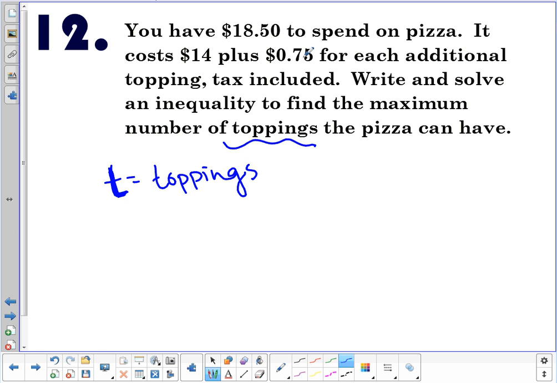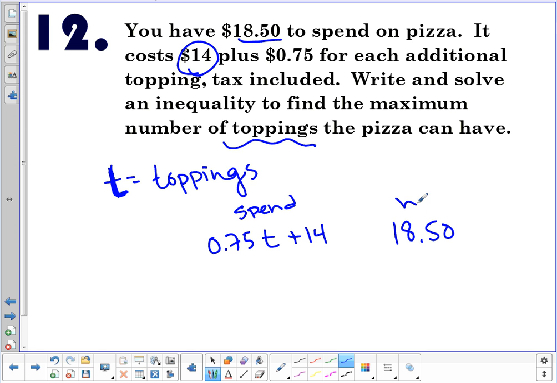I know that the toppings are 75 cents each, so 0.75 times my number of toppings. I also know that I need to spend a base price, basically, for like a cheese pizza of $14. So I'm going to add 14 to that. I know that I have $18.50 to spend. That's the other side. So here's what I'm spending. Here's what I have. What is my inequality symbol?